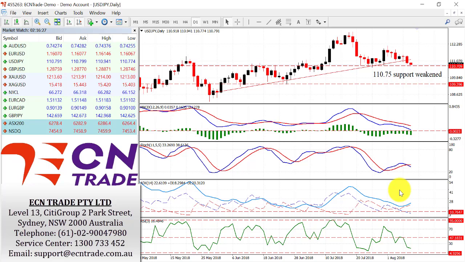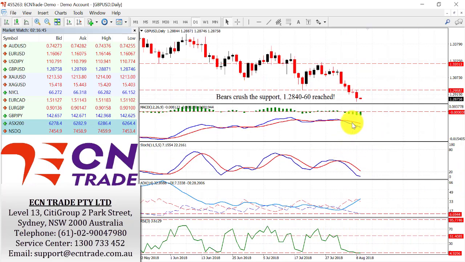So stops to be placed at your risk management underneath. Therefore, we could see the weakness to, as I mentioned, 110.15 to 25. Resistance 111.60. The pound broke further to the downside and reaches its objective of 128.40.60.